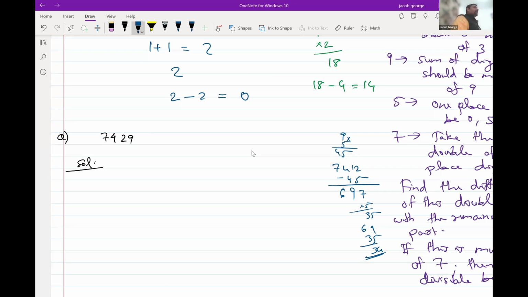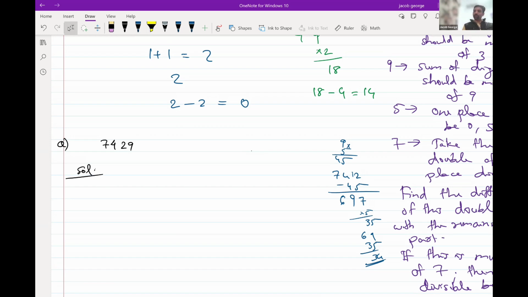17. Did you understand how I checked that? First of all, I multiplied the one's place by 5. The one's place 9 times 5 is 45. Then I took the difference. 742 minus 45 is 697. Then again we cannot check simply, so again I took 5 times of 7, the one's place. What is that? 35. Then I took the difference. 69 minus 35 got 34. Yes, 34 is 17 times 2. So this number, 7429, is divisible by which one? 17. So we start with 17.